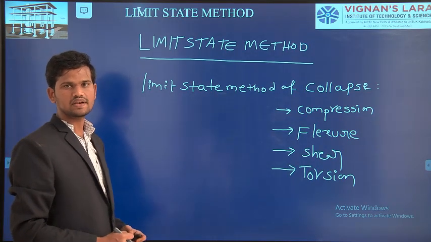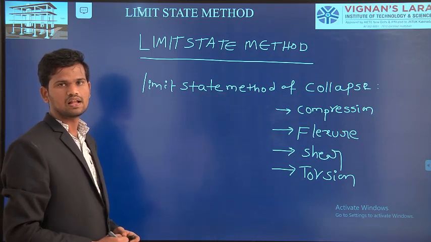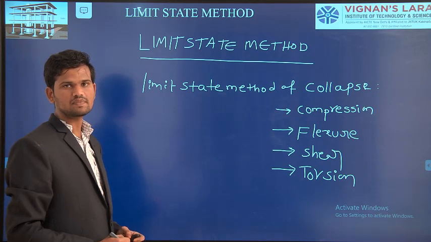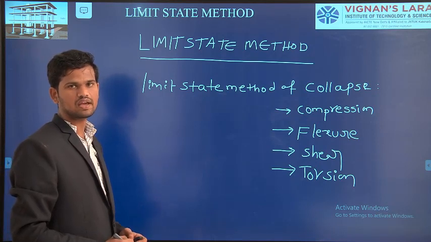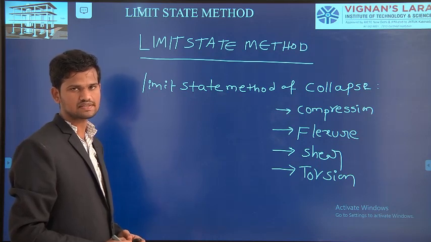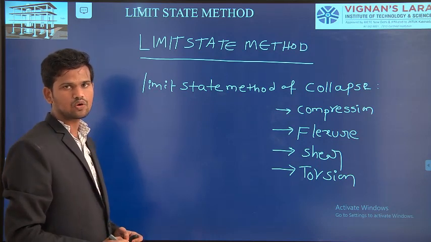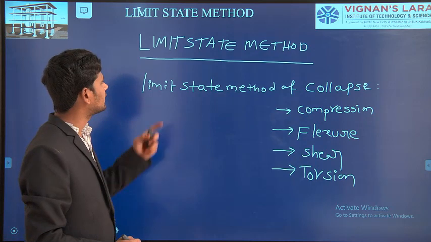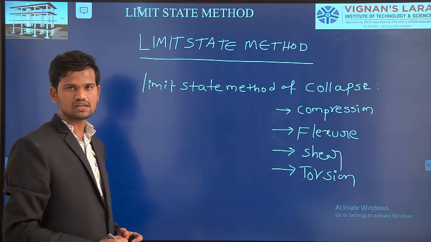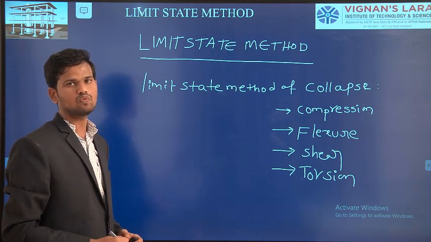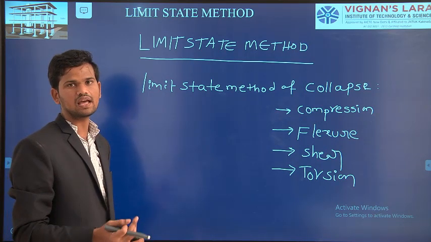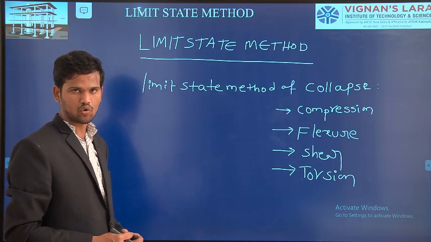In the last class, we discussed the working stress method, as well as what is meant by a balanced section, an under-reinforced section, and an over-reinforced section. In this class, we are going to discuss the limit state method of collapse under various types of conditions. From this onwards, we are discussing our design completely on the limit state method of collapse.